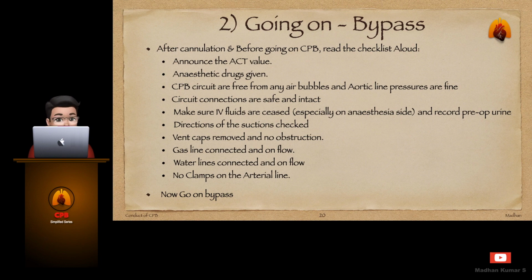Record the pre-op urine. Check whether your directions of the suctions are in place. Make sure the vent caps are removed and there is no obstruction. Make sure your gas lines are connected and on flow. Make sure water lines are connected and on flow. And make sure there are no clamps on the arterial line. Now we are ready to go on bypass.